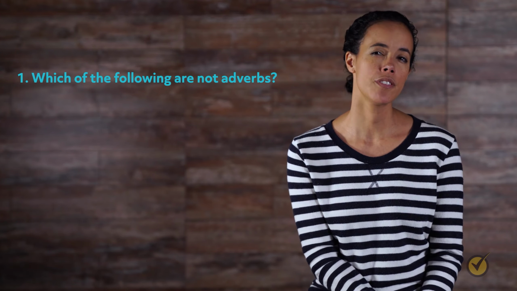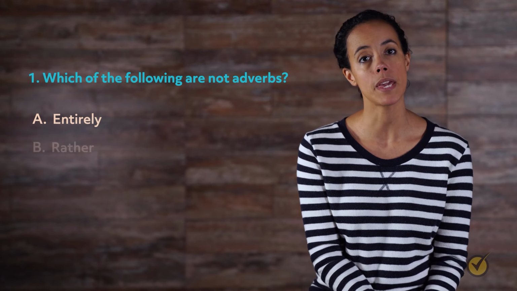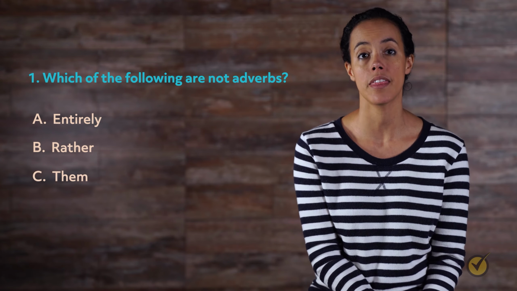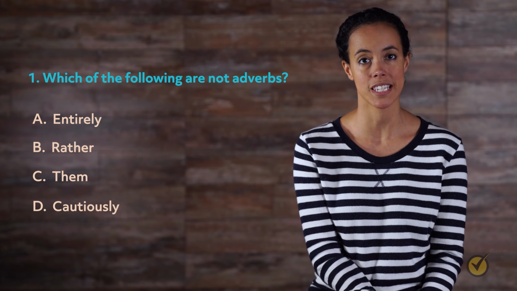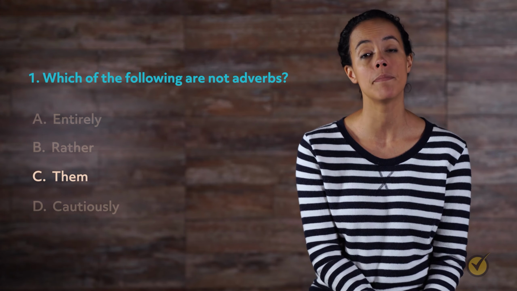Number 1, which of the following are not adverbs? A, entirely, B, rather, C, them, or D, cautiously. The answer is C, them. The word them is a pronoun.